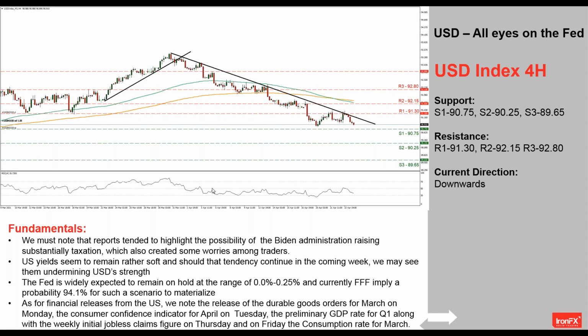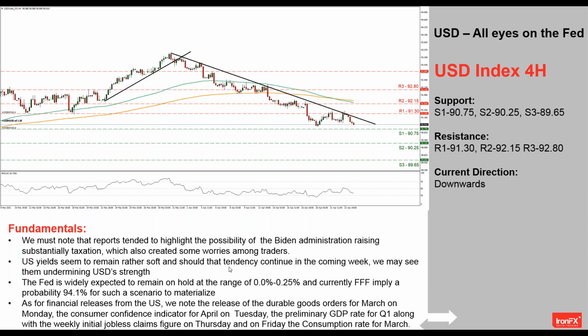As for financial releases from the US, we note the release of the durable goods orders for March on Monday, the consumer confidence indicator for April on Tuesday, the preliminary GDP rate for Q1, along with the weekly initial jobless claims figure on Thursday, and on Friday, the consumption rate for March.